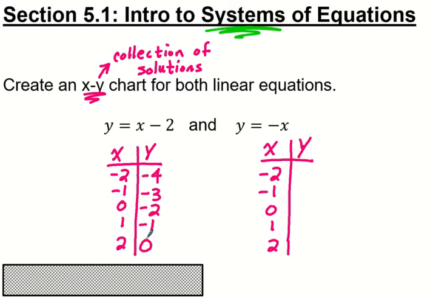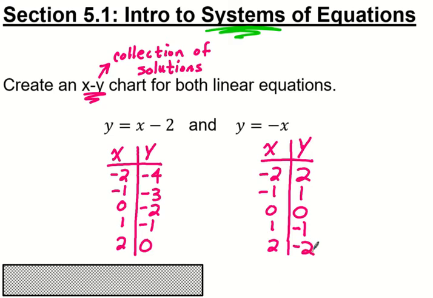Over here, in the other equation, y is equal just to negative whatever x is. So if we let x equal -2, that's going to be -(-2), which is +2. If we let x equal -1, that will be +1. -0 is really still just 0. If we let x equal 1, then y would equal -1, and -2.